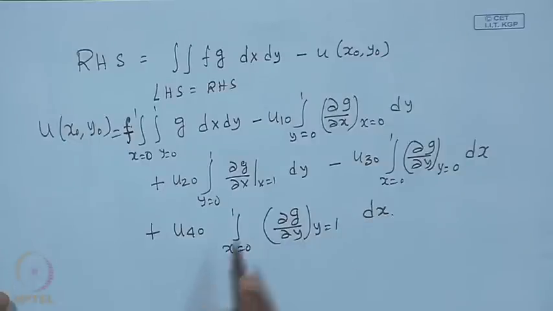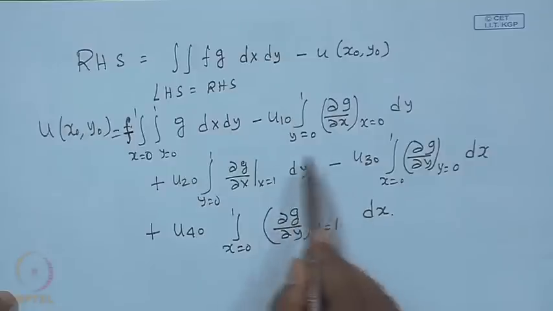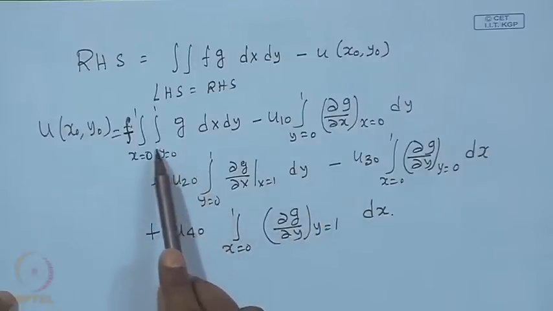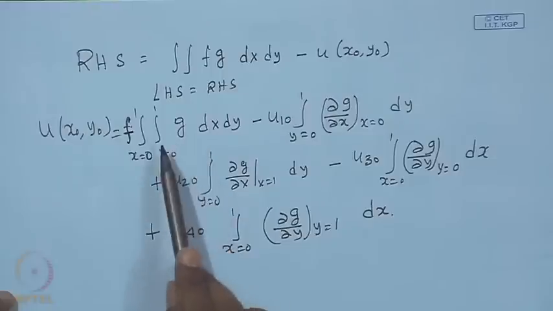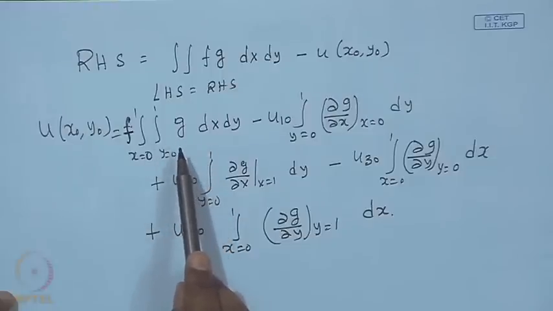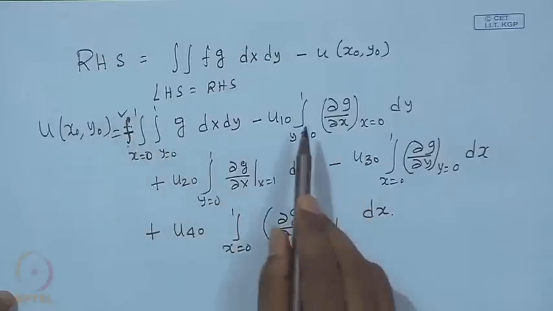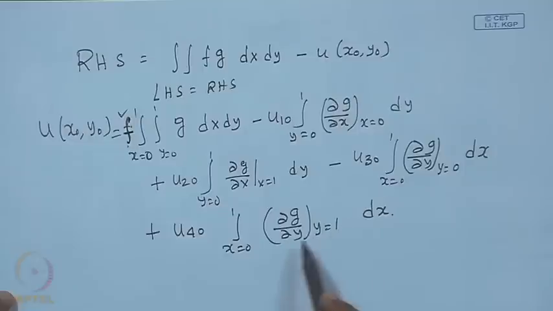So, you have 5 terms in the right hand side. If you look at this more carefully, the first term is a double integral corresponding to the volumetric integral or non-homogeneous term present in the governing equation, and there are 4 single integral terms or surface integral terms. These 4 terms correspond to the 4 non-homogeneities present on the boundary.